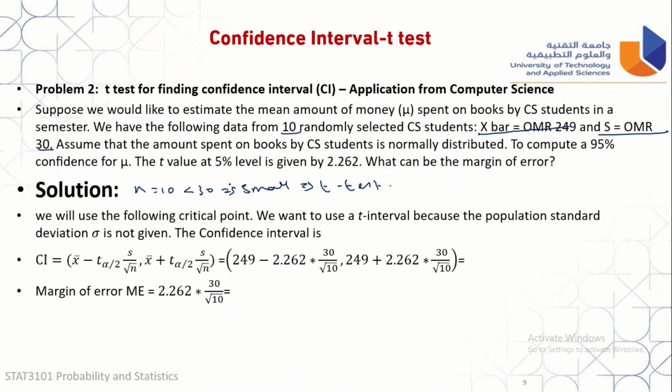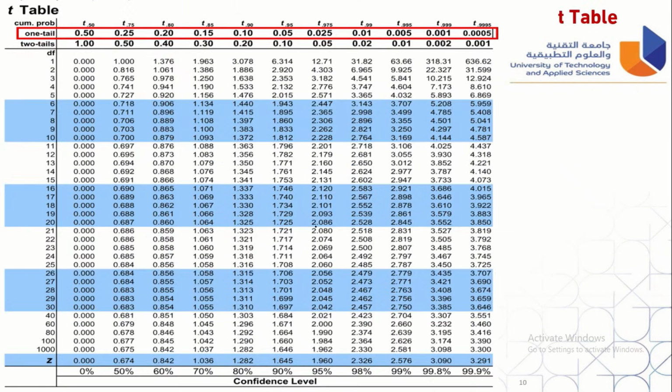Compute 95% confidence interval for mu. The t value for 5% level is given as 2.262. So substitute all these values that you know, this value, this value, and these two values. Now the question is left with only the 2.262. Get back and go for how much percentage we are having? 5%. Clear? If it is 5%, 5% by 2, which is 0.025.